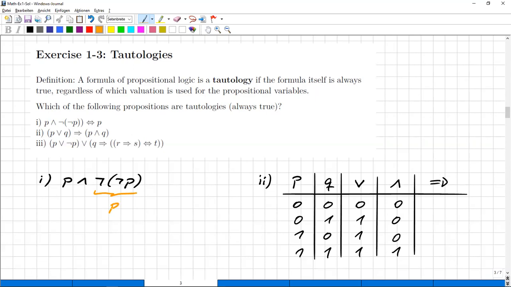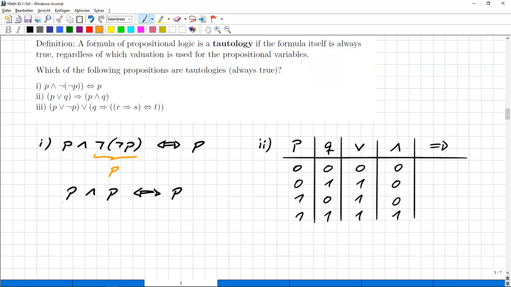So if I have a double negation, I get the original. Since this is P, it's written equivalent to P. There's some more. I'll write it down. So we have P and P equivalent to P. And now, what would you say, what is this? How is it called and how can it be replaced? Just P. Yeah, it's just P.